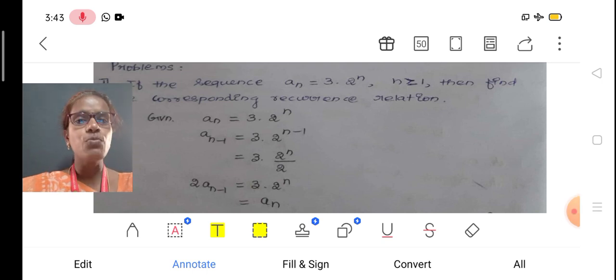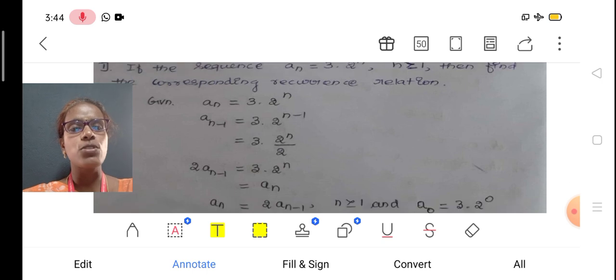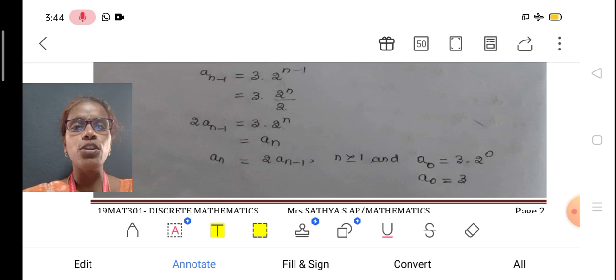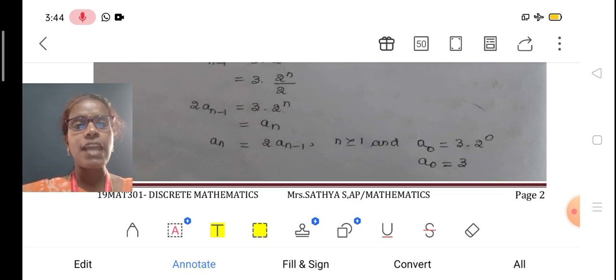So we need to take a_(n-1), just put n as n minus 1. So 3 into 2 power n minus 1, which is 2 power n by 2. From this we can find the relation, which is a_n equal to 2 times a_(n-1), n greater than or equal to 1. And a_0 is what? Just replace n as 0. So finally we get a_0 as 3. This is one type of problem.